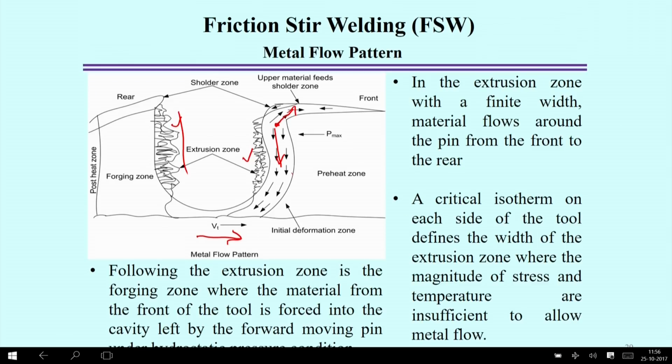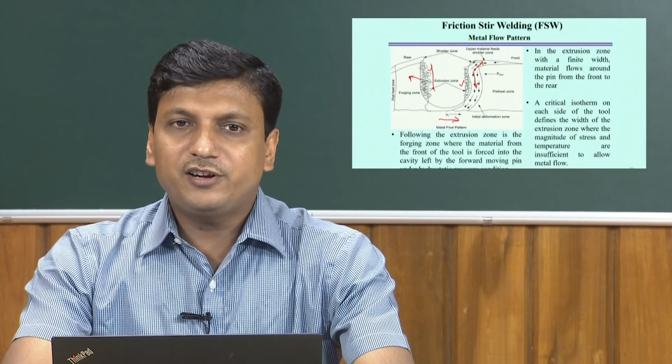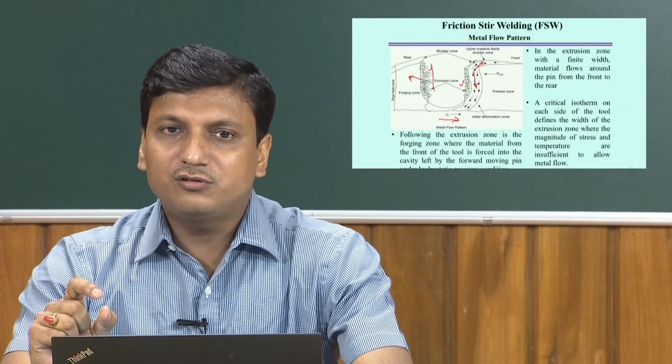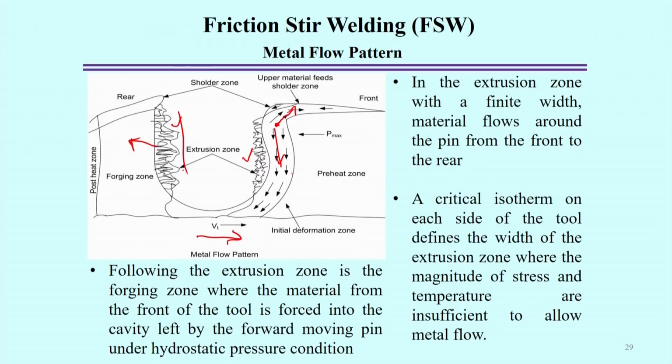Then the next part: if you go beyond that zone, that is the forging zone. Following the extrusion zone is the forging zone, where the material from the front of the tool is forced into the cavity left by the forward moving pin. In the extrusion zone, with a finite width, we can find a very small zone, and this extrusion zone is confined, and it has a very narrow width with reference to the friction stir welding tool.